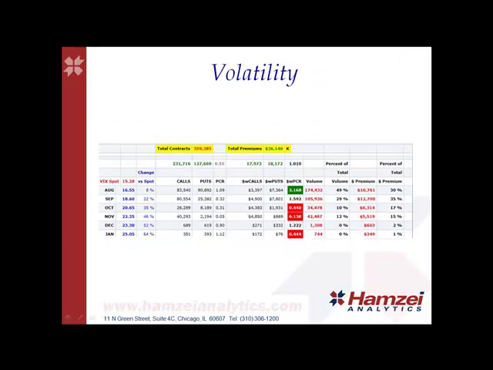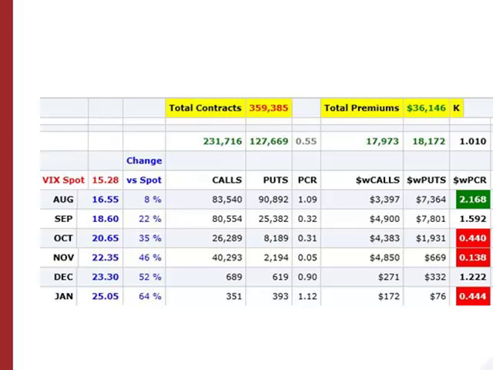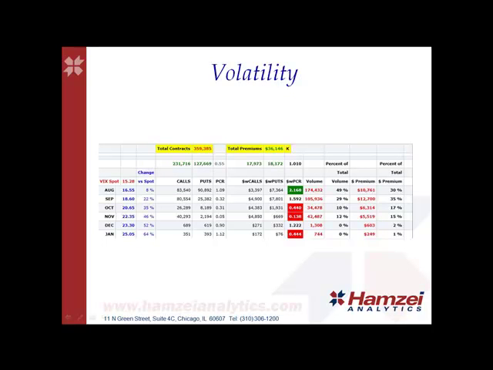For the volatility, there were 360,000 contracts traded on the VIX, with 36 million in total premiums paid. For the dollar-weighted put-call ratio in August, we saw 2.17 with 30% of the total premiums paid. For September, a 1.6 with 35% of the total premiums paid. October, a 0.44 with 17% of the total premiums paid, and November, a 0.414 with 15% of the total premiums paid. We have the front month, which is bullish, neutral, and then two bearish months for the dollar weighted put call ratio.